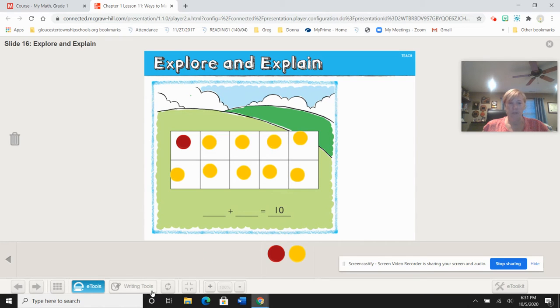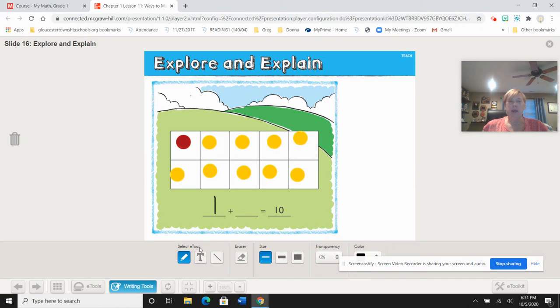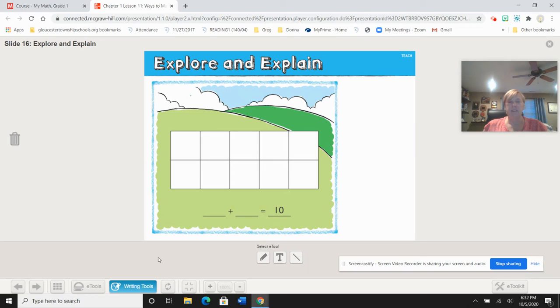Well, how many red do we have? That's correct. We have 1. And how many yellow? 1, 2, 3, 4, 5, 6, 7, 8, 9. Okay. And we know it equals 10 because all of the boxes in the 10 frame are full. Okay, so let's try the next.